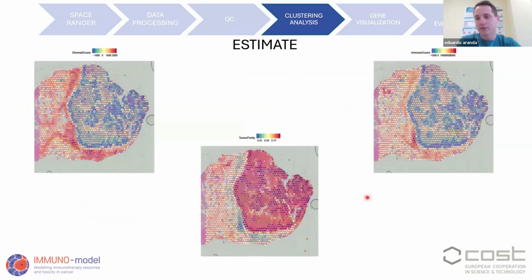And now I present the result using ESTIMATE, which we use for clustering the results. I show the same sample that I used in Seurat, and here we can clearly observe the segmentation of the sample. On the left of the picture we have all the stromal region of our sample. However, on the right we have the tumor area, surrounded by tumor but with a lower score, and this region is also a combination of some tumor and immune cell infiltration.